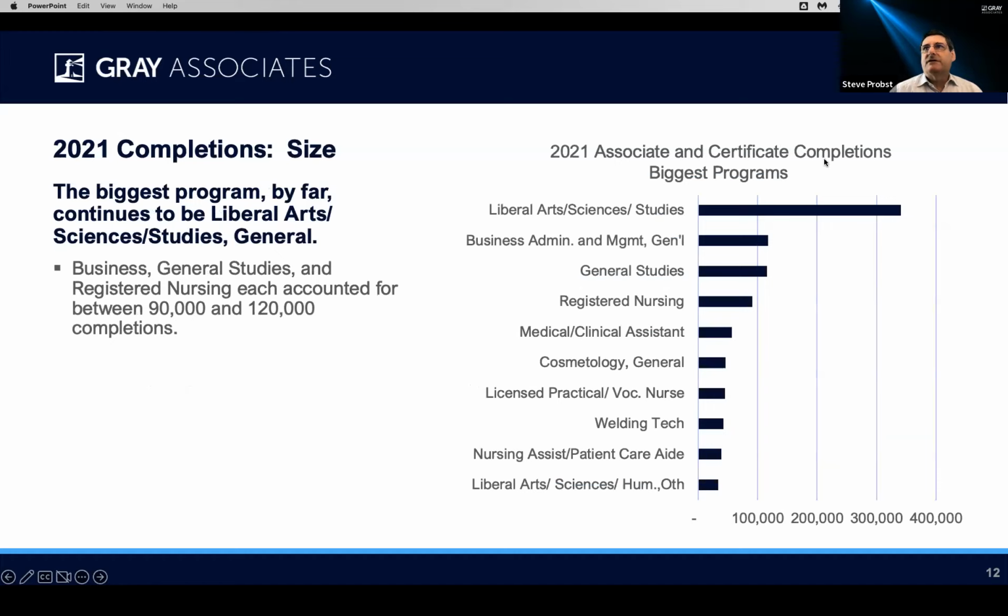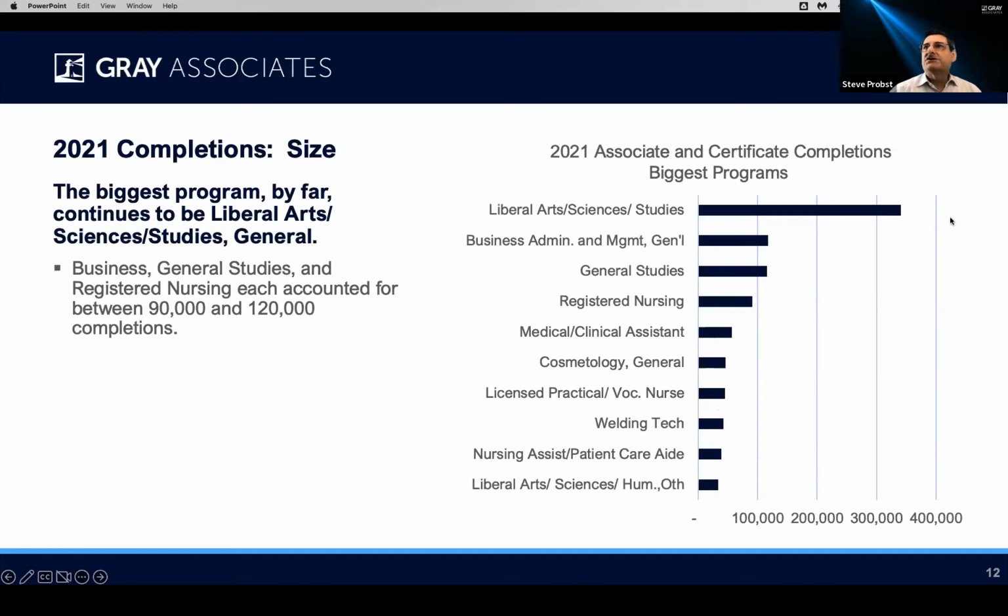If we look at associate and certificate completions, these are the biggest programs. Liberal arts, sciences and studies. This is the big transfer program for associate degrees. And you see it is huge compared to anything else. Business, this is sometimes transfer and sometimes workforce. And by the way, what the students actually do is not always aligned with what the spoken intent of the program is. General studies, this tends to also be a transfer intention, but the other thing this is sometimes associate degree completion. It's a way of wrapping all those credits into something you can give a formal credential for. Then nursing, medical assisting, cosmetology, vocational nursing, welding tech, nursing assistant, and then our old favorites, other. We know it's something, we don't know exactly what.